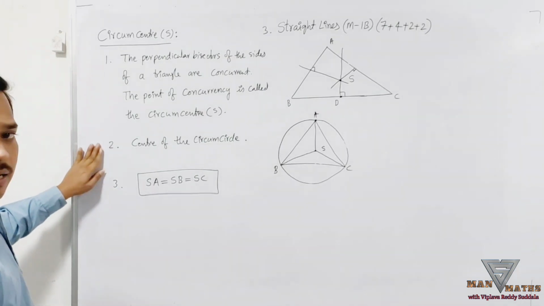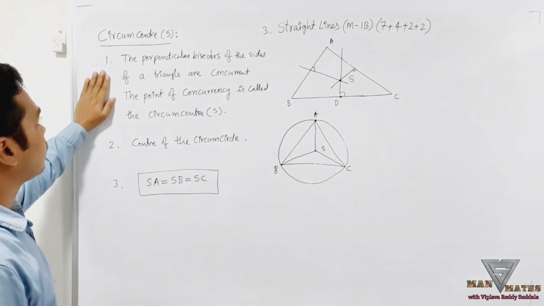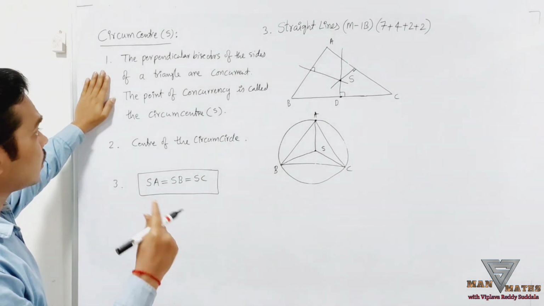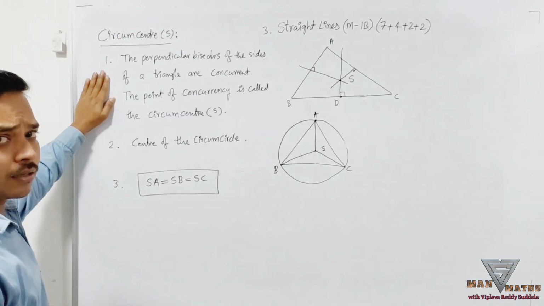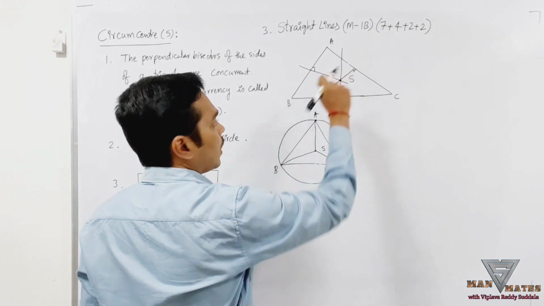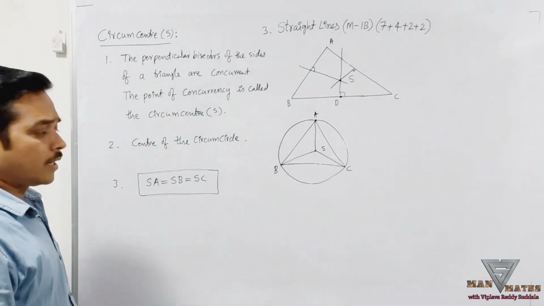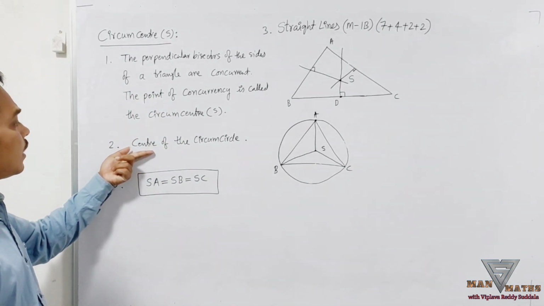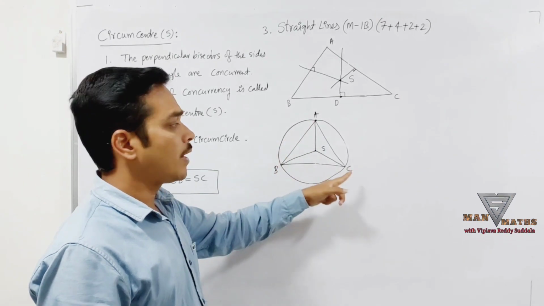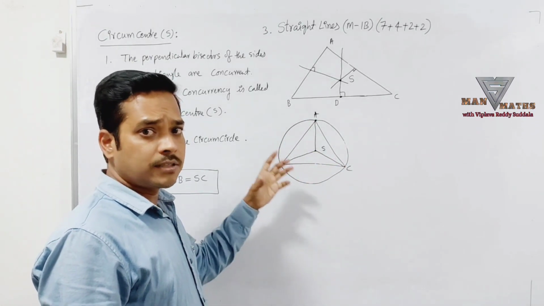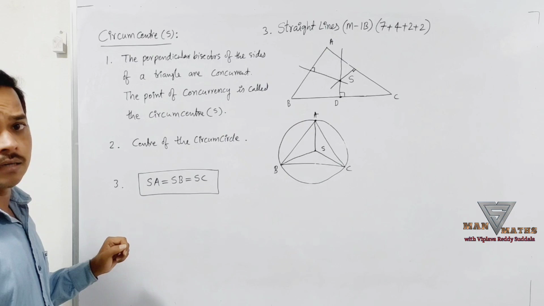Using the first definition: the perpendicular bisectors of the sides of a triangle are concurrent. If you know the equations of two perpendicular bisectors, solving them gives the circumcenter. Using the second condition: the circumcenter is the center of the circumcircle. First find the equation of the circle using the three vertices, then find its center. The center of the circumcircle is the circumcenter.